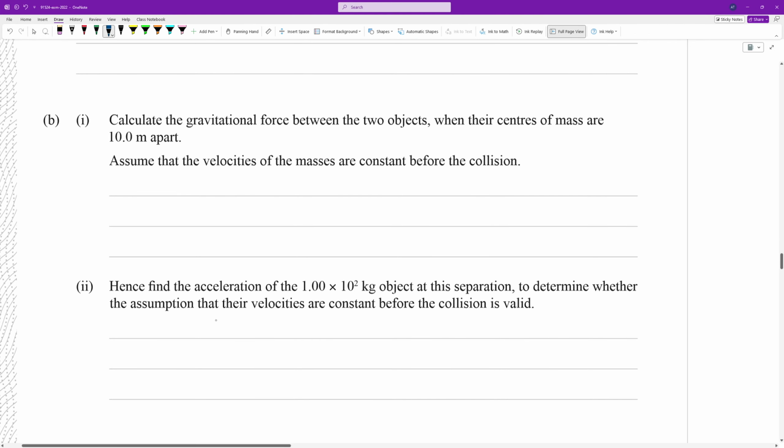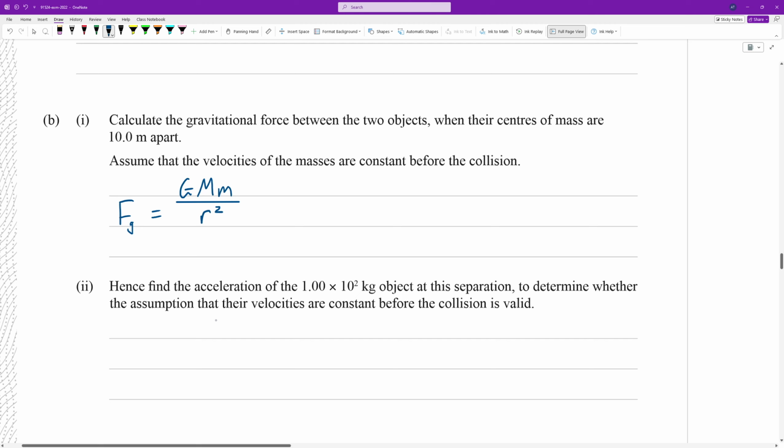Alright, question B. Calculate the gravitational force between them when their centers of mass are 10 meters apart. So they're very close now. They still have a mass and they're still a distance apart. So we can calculate the gravitational force. So looking at your formula sheet, F, you could do subscript G for gravitational force, is equal to the gravitational constant times the product of the masses divided by the distance between them squared.